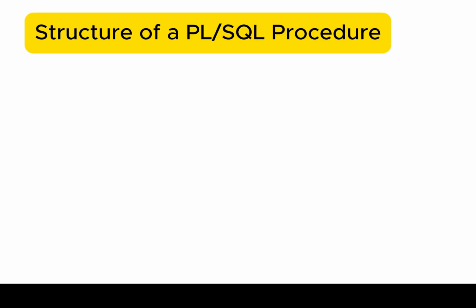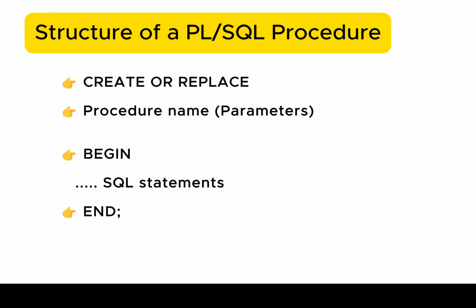All right, students, now let us understand how a PL/SQL procedure is actually created. Whenever we write a procedure in PL/SQL, it has some fixed parts. First of all, we write create or replace. What does this mean? It simply tells Oracle, create a new procedure, and if a procedure with the same name already exists, replace it. So we don't need to delete anything manually. Oracle handles it for us.